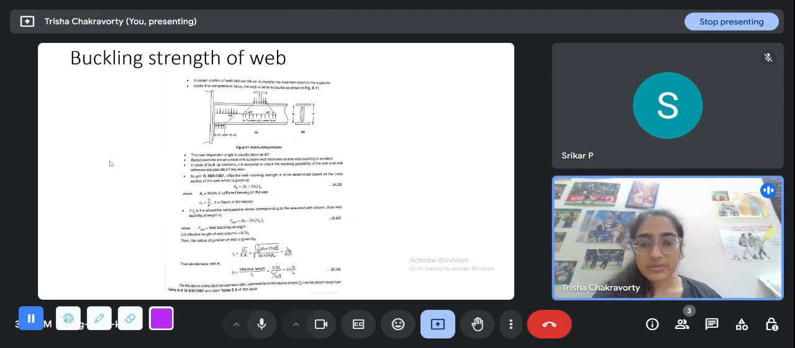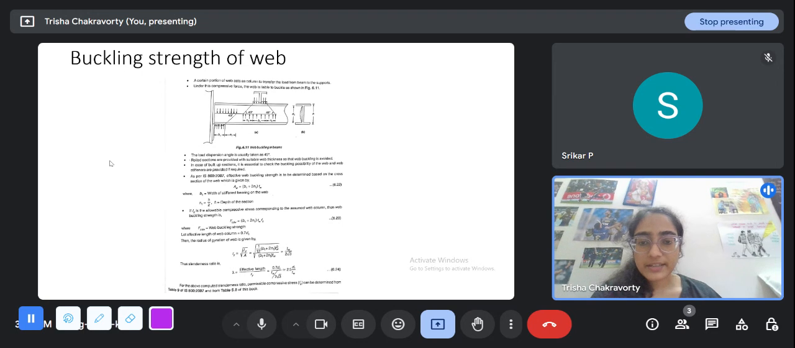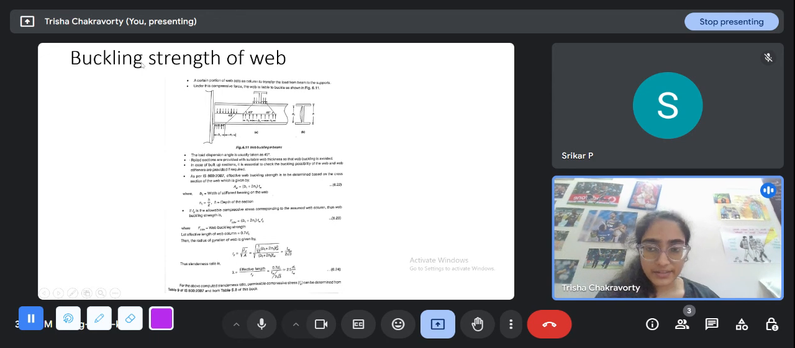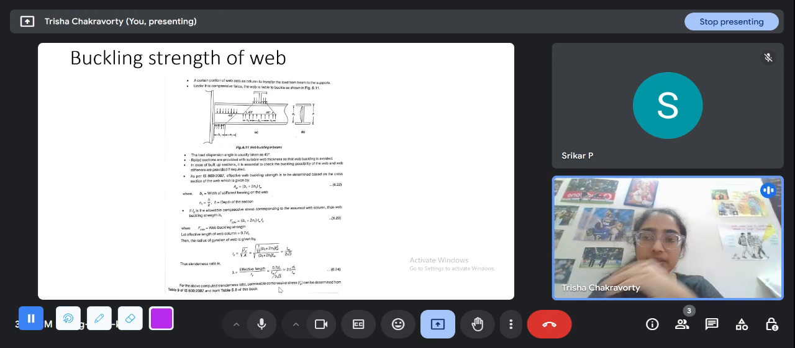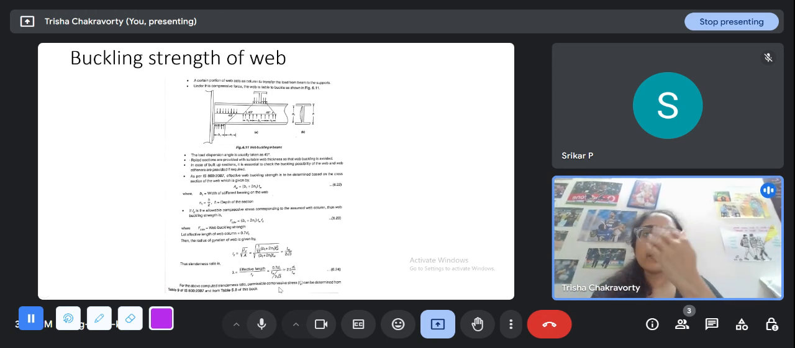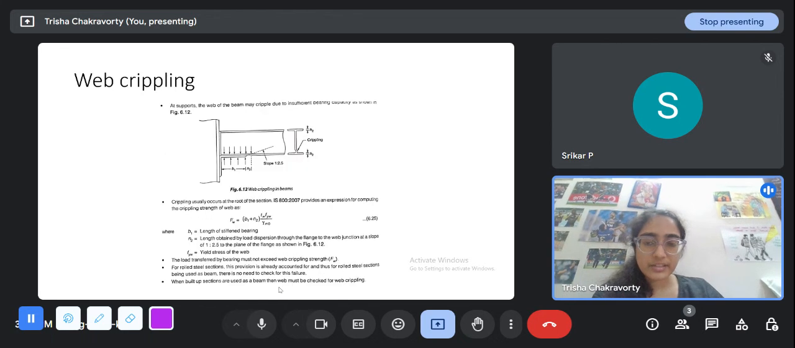Rolled sections are provided with suitable web thickness so that web buckling is avoided. The Tw has a role here. In the case of built-up sections, it is essential to check the buckling possibility of the web, and web stiffeners are provided if required. Since we are studying buckling, we have to look at the slenderness ratio. This is the radius of gyration, this is derived, and this is the slenderness ratio. From this we can get the permissible compressive stress fc from the yield stress. We know that the compressive strength will be less than the yield strength based on the slenderness ratio.